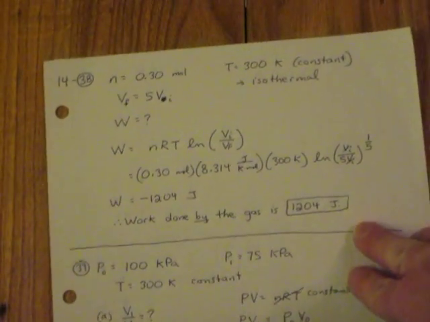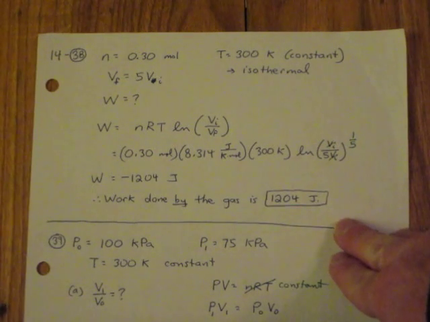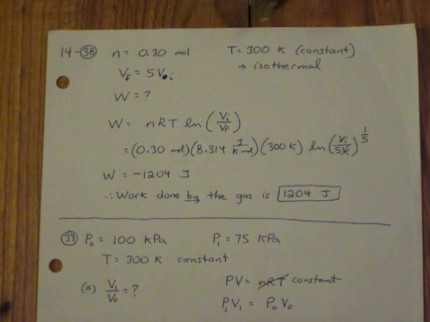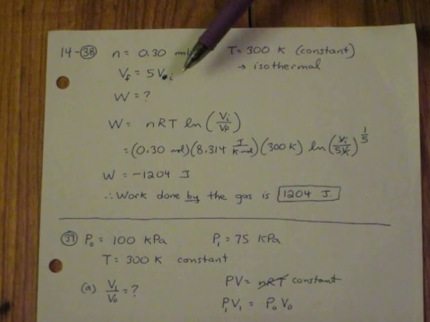Let's do one more on this video, number 38. So for 38, a balloon contains 0.30 moles of helium, constant temperature of 300 Kelvin, and its volume expands to 5 times. And the question is asking for an isothermal expansion, what is the work done? Okay, so what we know is N equals 0.30 moles, temperature is constant, 300 Kelvin, final volume equals 5 times initial volume.